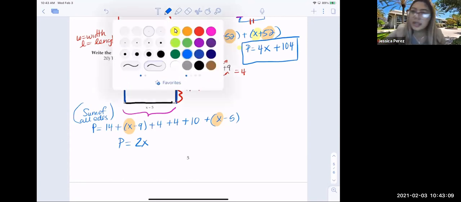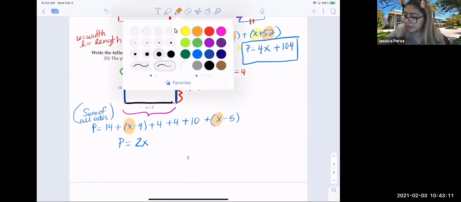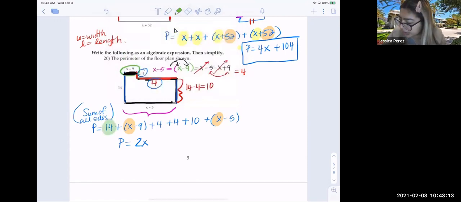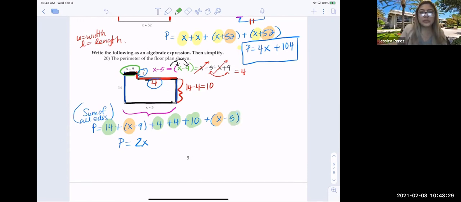Now we need to combine the numbers. The numbers are what? 14 plus 4 plus 4 plus 10. Does that give us 18? I think that's a little bit more. Or, and then minus 5. I didn't count that one, right?